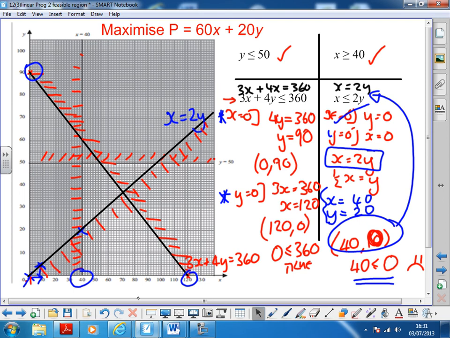Perfect. I know what that region is. Yay! There is your region. So our region has this shape in this case. It's got 1, 2, 3, 4 vertices. If we were doing the vertex method, we'd have to find coordinates of all of them and stick them all in this function at the top that we're trying to maximise.